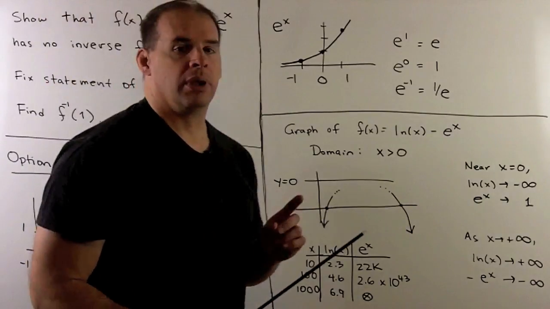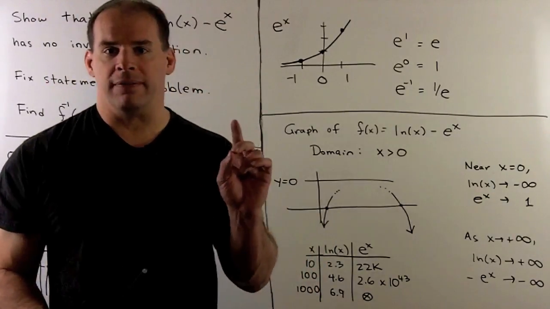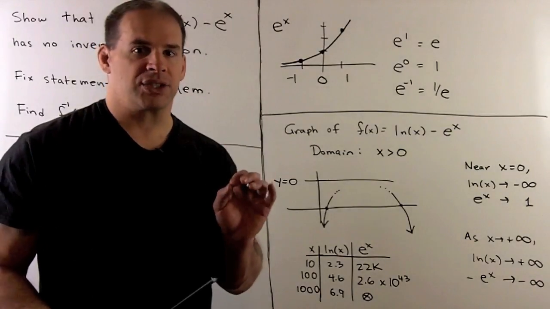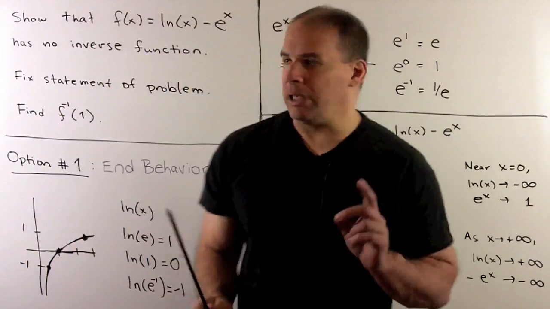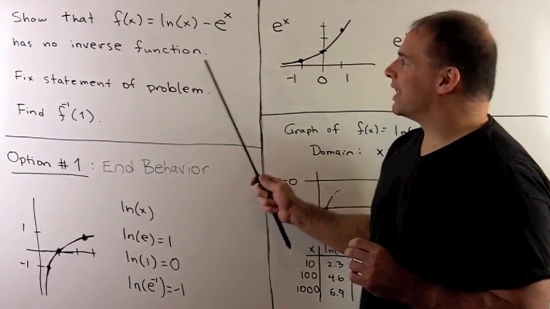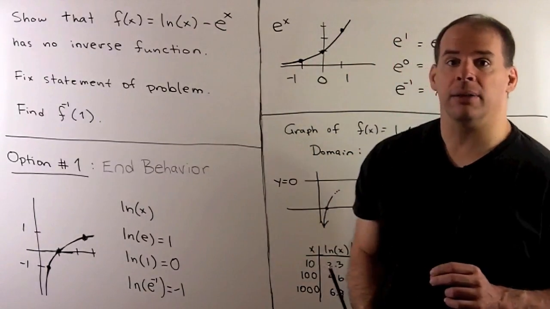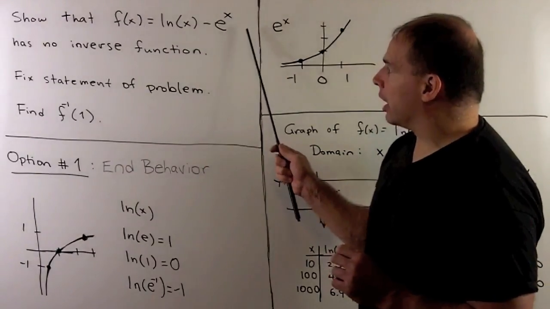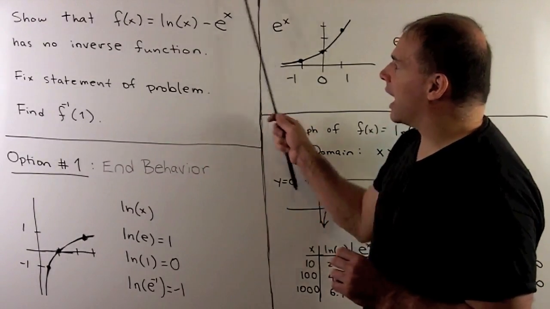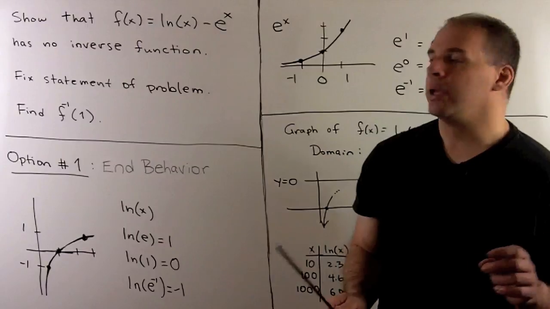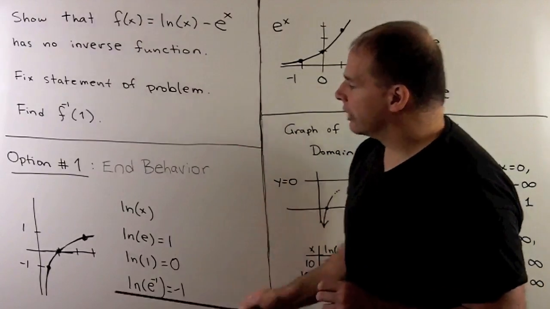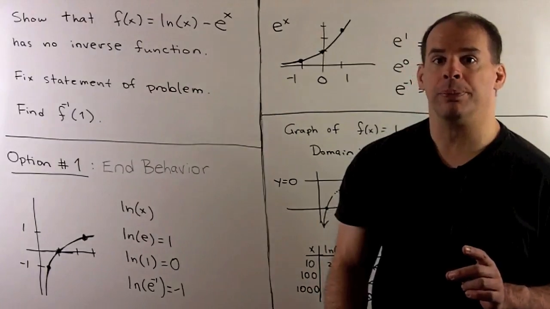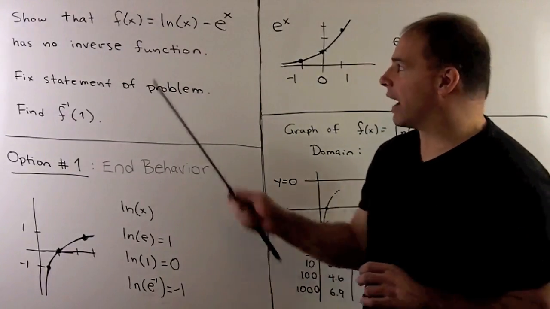Now, what about the graph of f of x? First thing we note, what's the domain of f of x? Well, the domain is going to have to be where both e to the x and natural log of x are defined. So, if we start putting values of x through here, for e to the x, I can use any real number, but for natural log of x, it's only going to make sense if we use x greater than 0. So that's going to be our domain for f of x.